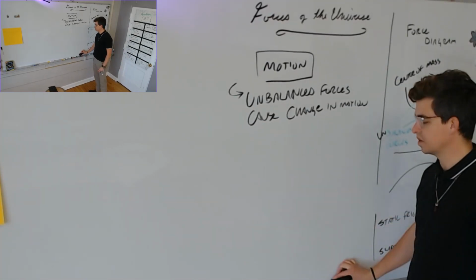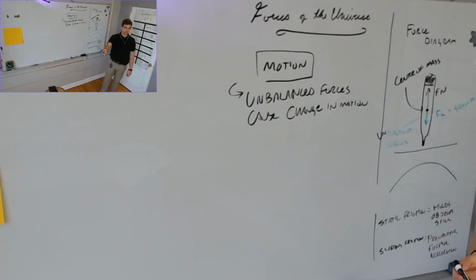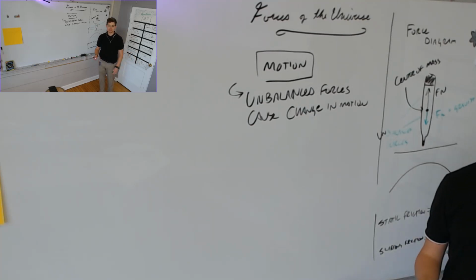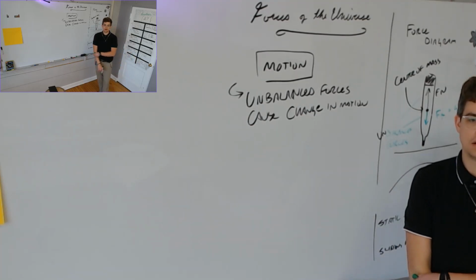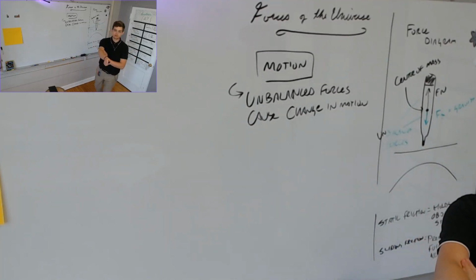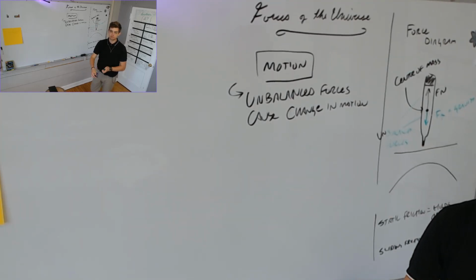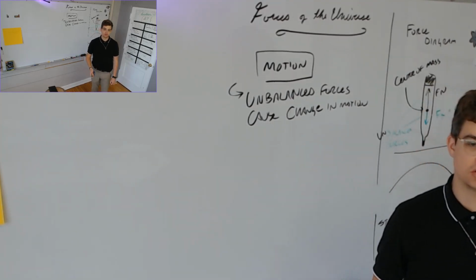What's another way that motion can change? Things can speed up, right? That's a change in motion. Things can slow down. That slowing down is stopping. That's a change in motion. What else can they do? That wouldn't be a change in motion.